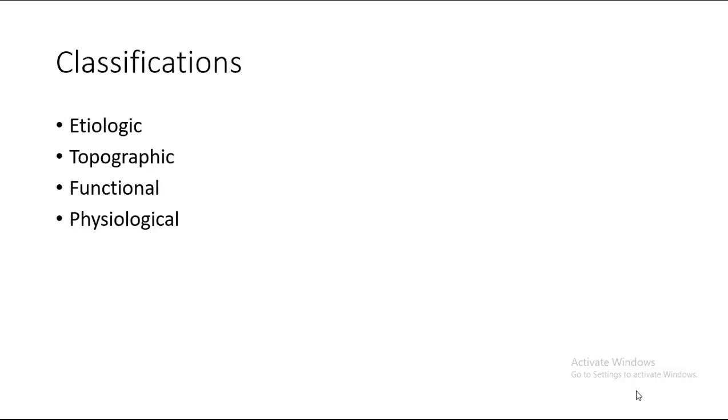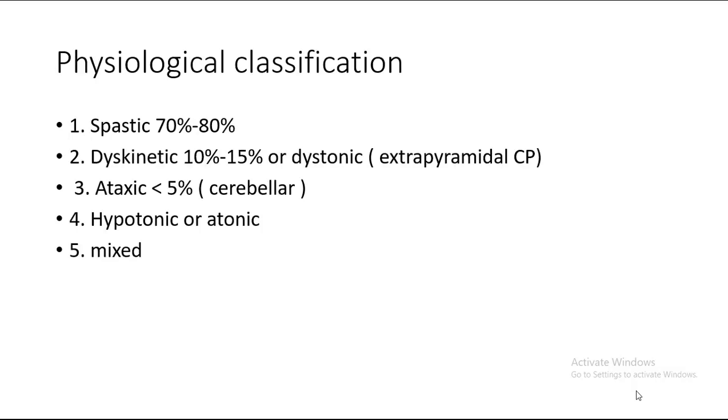There are 4 classification systems for cerebral palsy: etiologic, topographic, functional, and physiological. The physiological classification describes the physiological changes in patients with cerebral palsy. So there is the spastic type, which accounts for 70 to 80%.